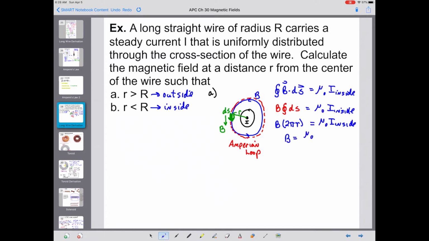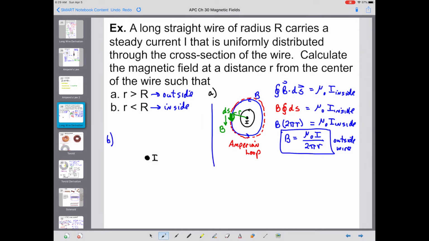Solving down for B, B is equal to mu naught. The I inside is all the current, so that's just the I value, over 2 pi r. And that's the equation we've previously derived for a long straight wire when you are outside the wire.